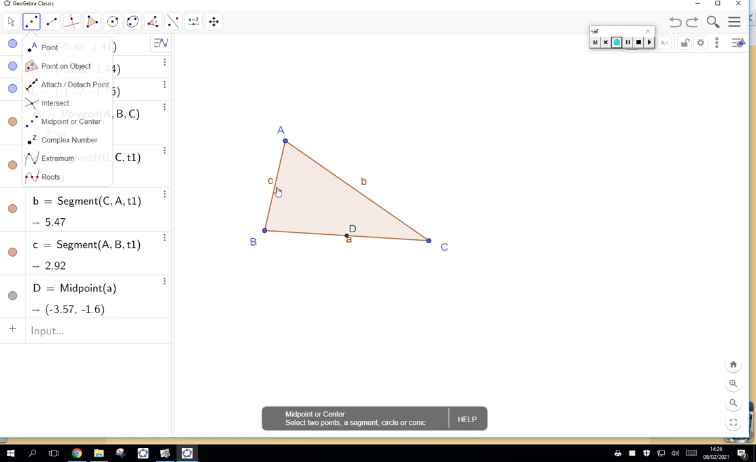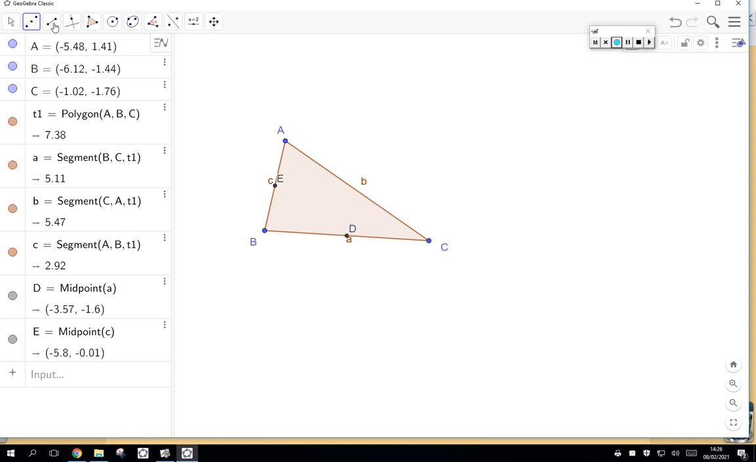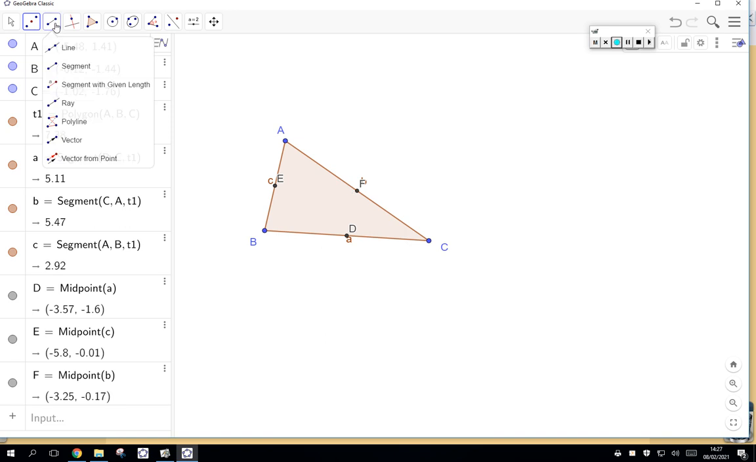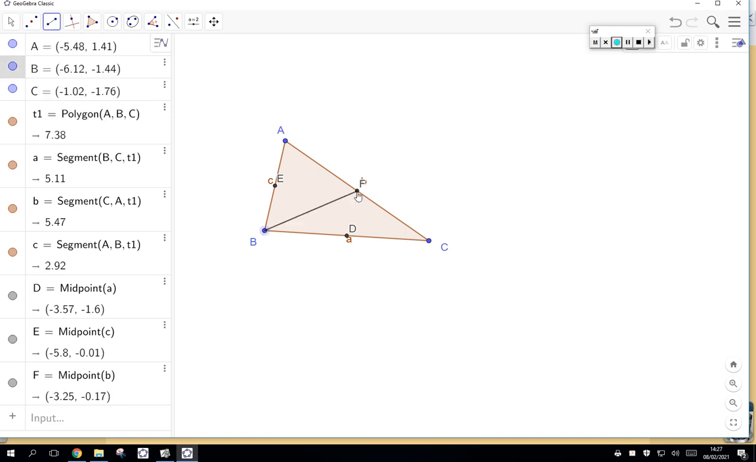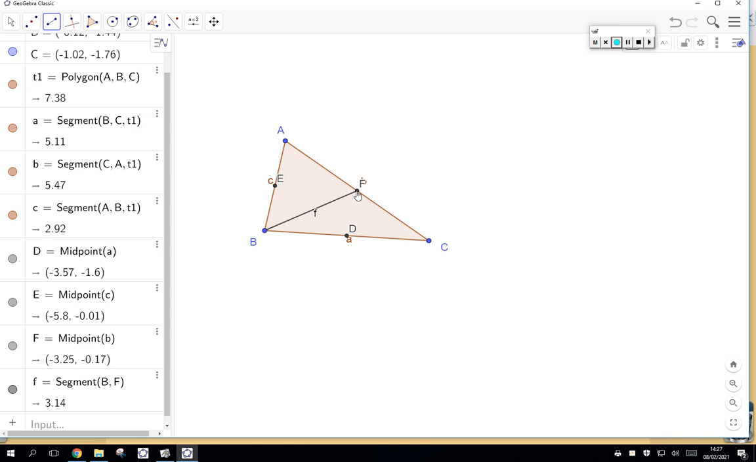So you find the midpoint of a side, and then you connect the vertex to the midpoint of the side opposite. There's a median. Or if I put in one more median, find the midpoint of that third side, little b, and connect big B over to the midpoint of little b. That's a median. Okay? Every triangle has 3 medians.